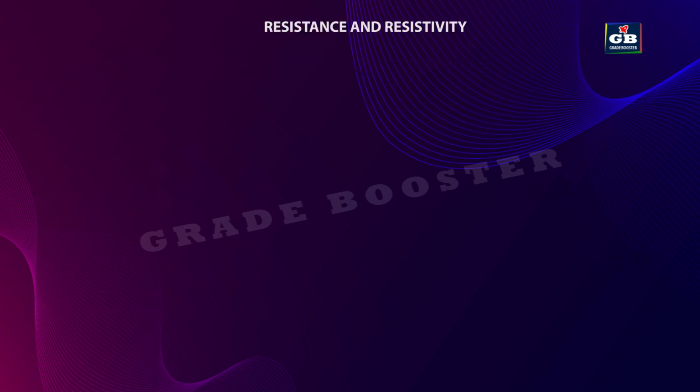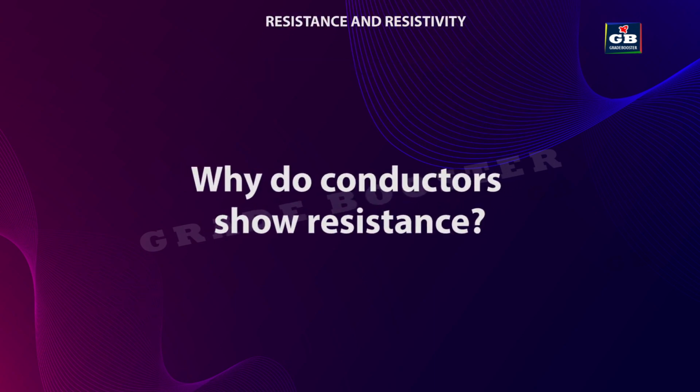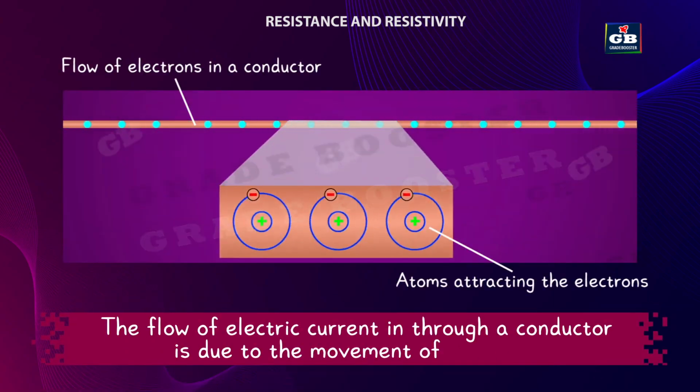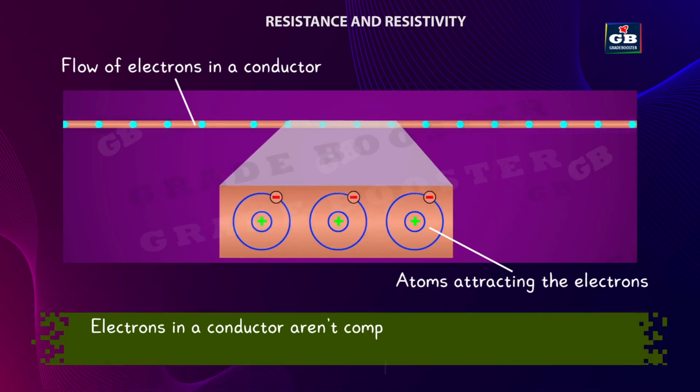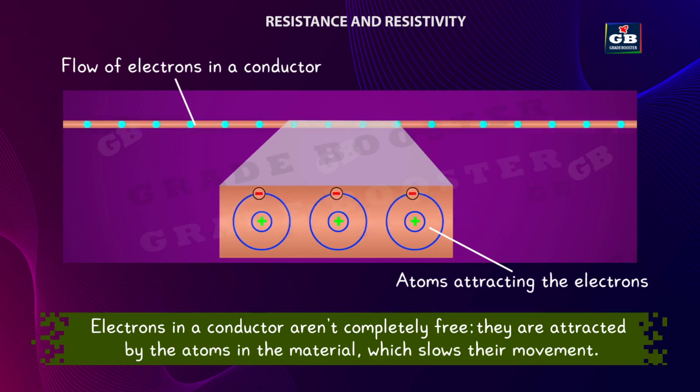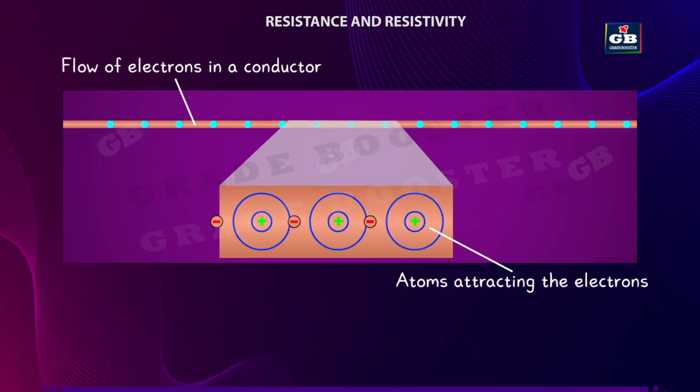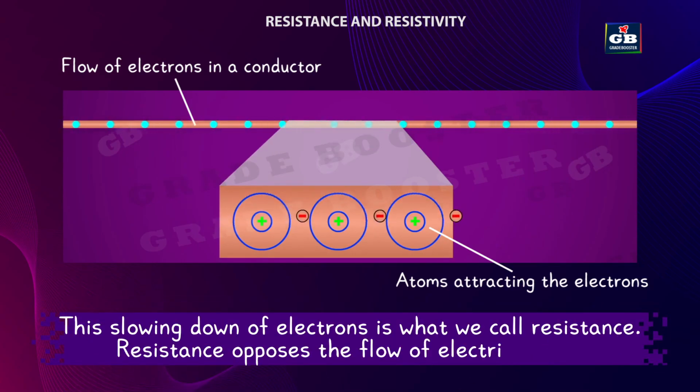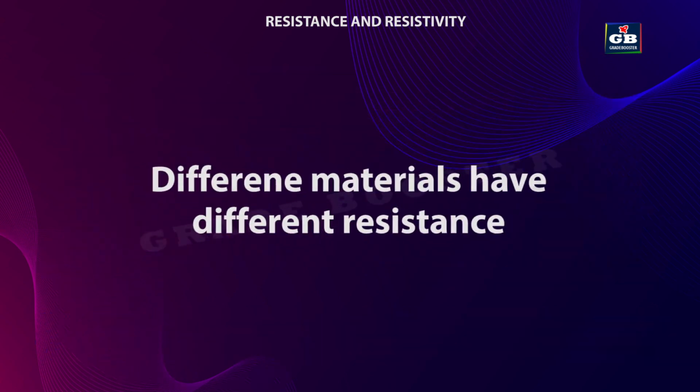Resistance and resistivity. Now let us understand more about resistance. Why do conductors show resistance? The flow of electric current through a conductor is due to the movement of electrons. Electrons in a conductor aren't completely free. They are attracted by the atoms in the material, which slows down their movement. This slowing down of electrons is what we call resistance. Resistance opposes the flow of electric current. Different materials have different resistance.